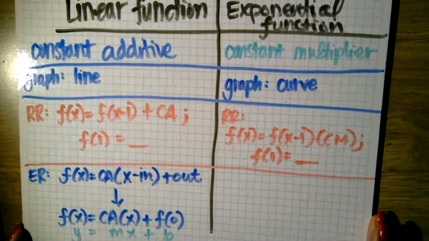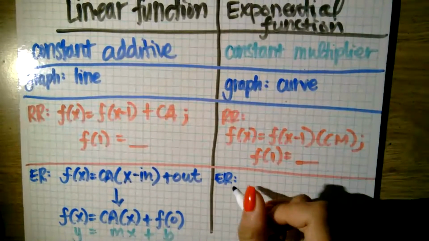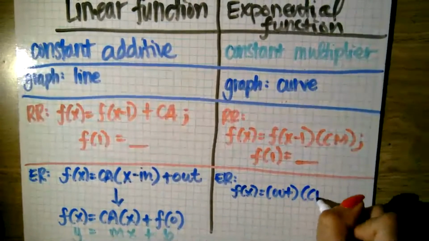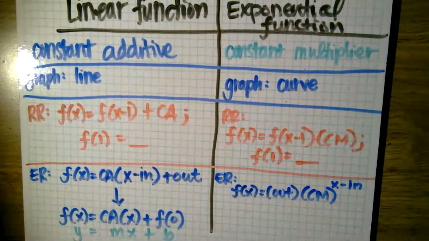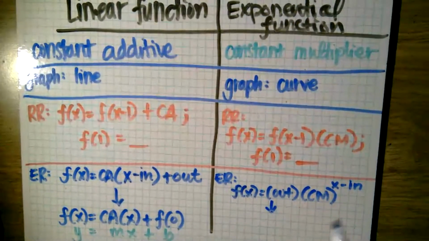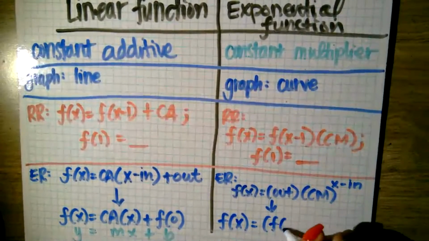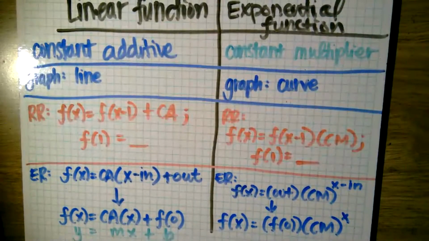Okay, good. Here comes the explicit rule for an exponential. F of x equals output times constant multiplier to the x minus in. And when simplified, f of x equals f of 0 times constant multiplier to the x. Okay?